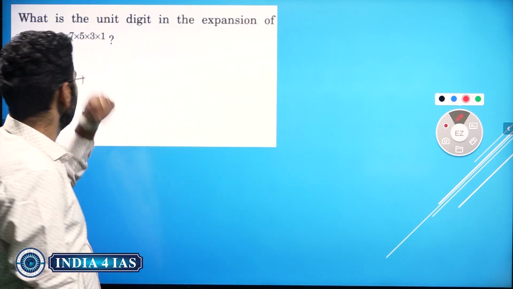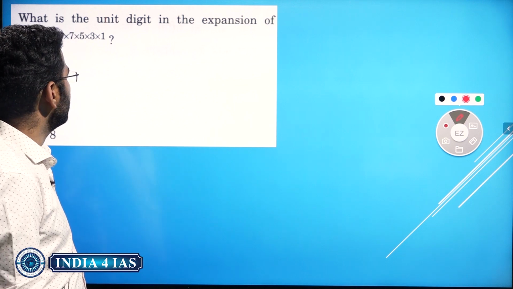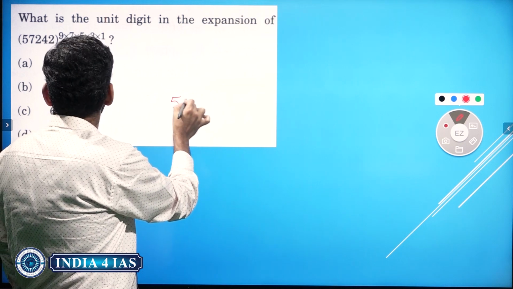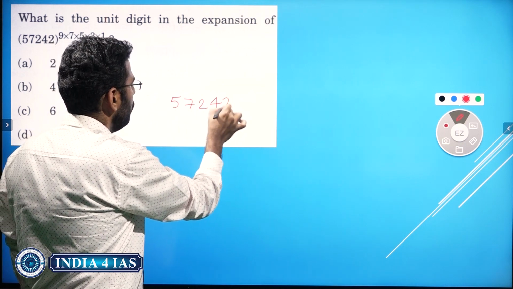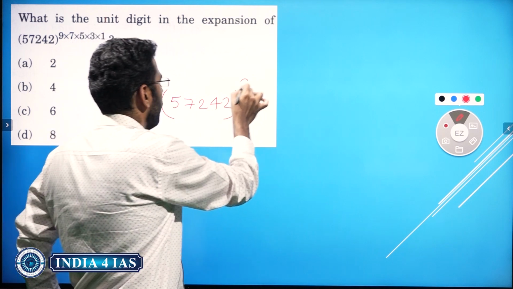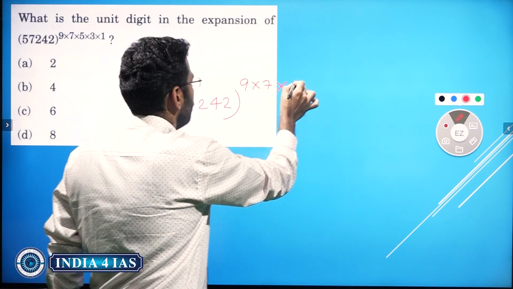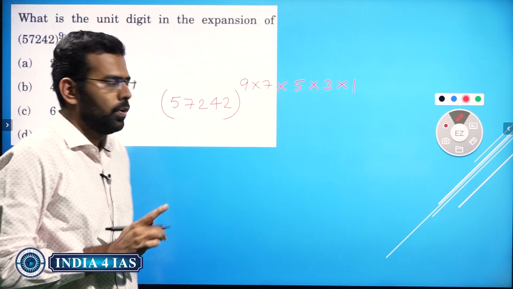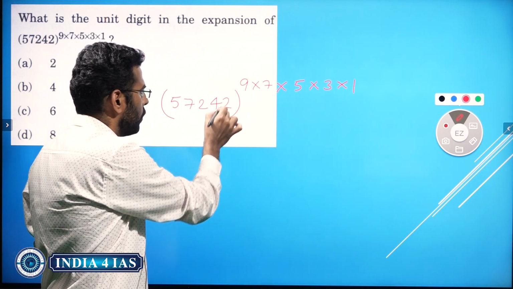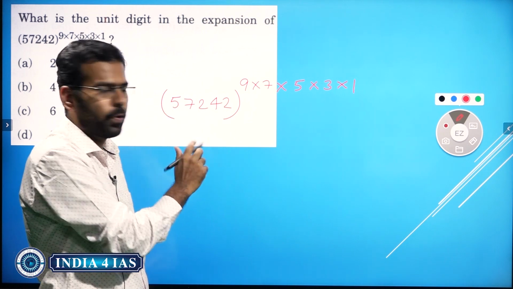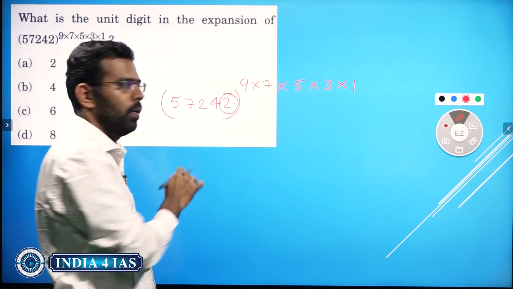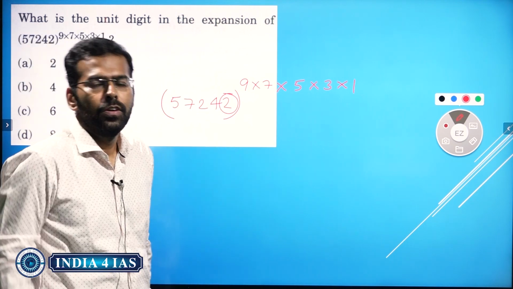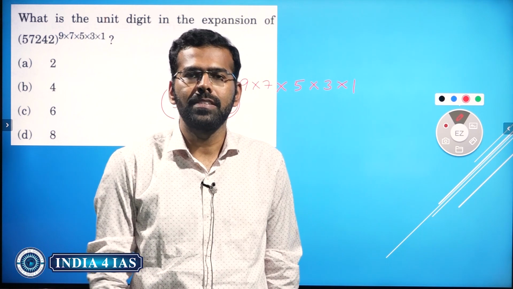Yes, so see this question. What is the unit digit in the expansion of 57242 to the power of 9 into 7 into 5 into 3 into 1? Now you know that the unit digit of any number or any exponential can be found out from the last digit and its power. So here you know that 2 has a cyclicity of 4.